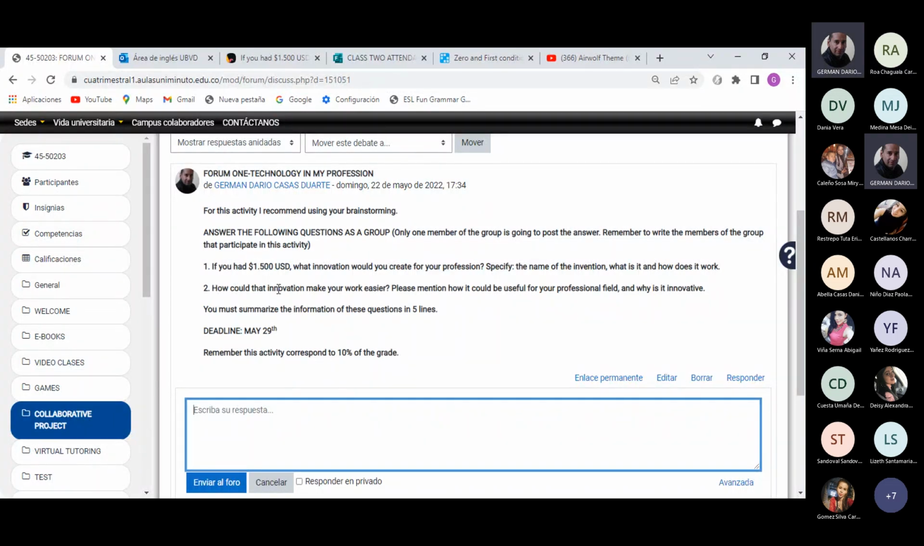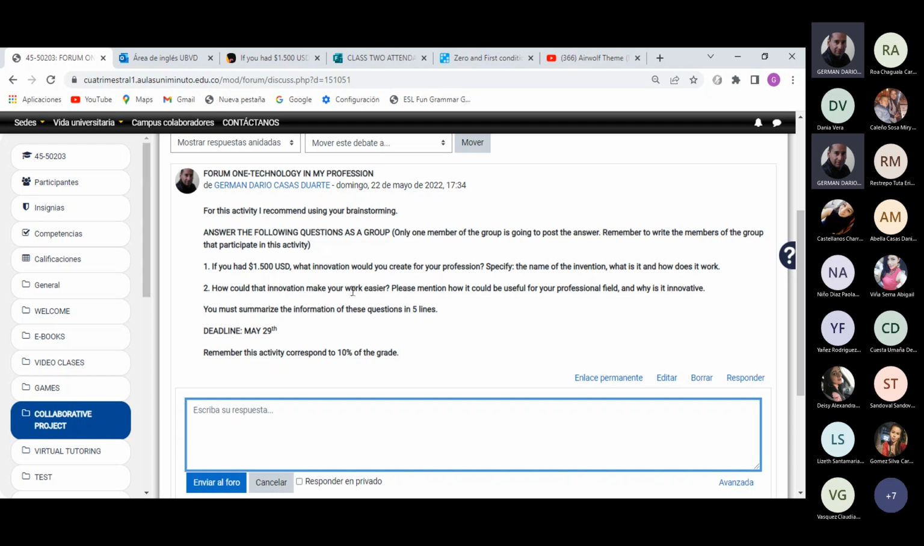Y luego, how could the innovation make your work easier? ¿Y cómo podría esa innovación hacer su trabajo o la vida más fácil? Please mention how it could be useful for your professional field. Bueno, que mencione cómo puede ser útil para su carrera profesional. Pues, no necesariamente, sino pues cómo puede ser útil. ¿Y usted por qué considera que es algo innovador o algo nuevo? Pero no cómo le van a responder.